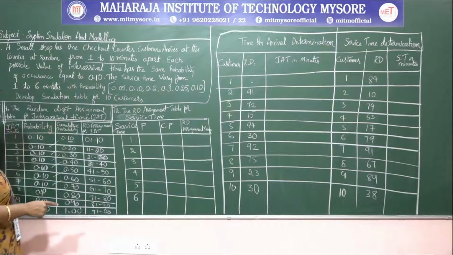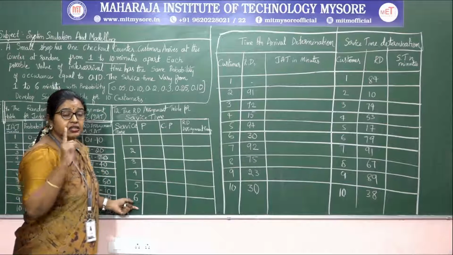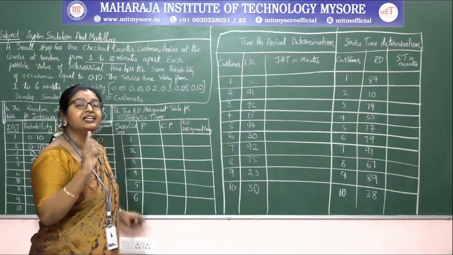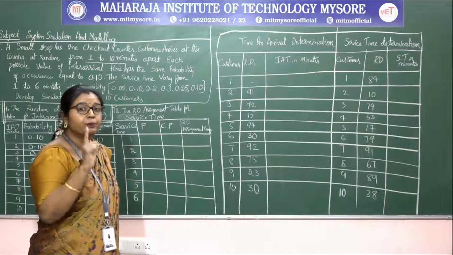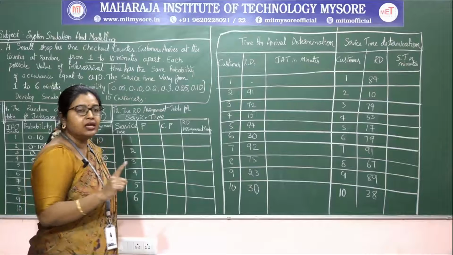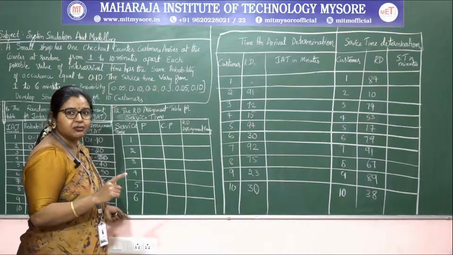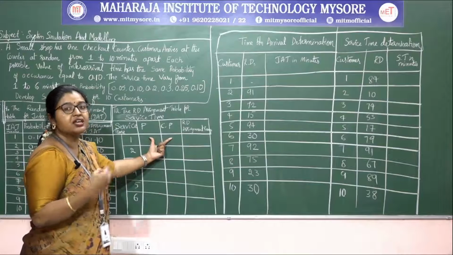That's why I have written all the 10 minutes here. This is 1 to 6 minutes. Don't get confused with 1 to 10 minutes, 1 to 6 minutes and 10 customers. Here I am talking about the time, not the people or the customers. So this is 1 to 10 minutes, this is 1 to 6 minutes. This is for arrival event and this is for departure event, that is service time.